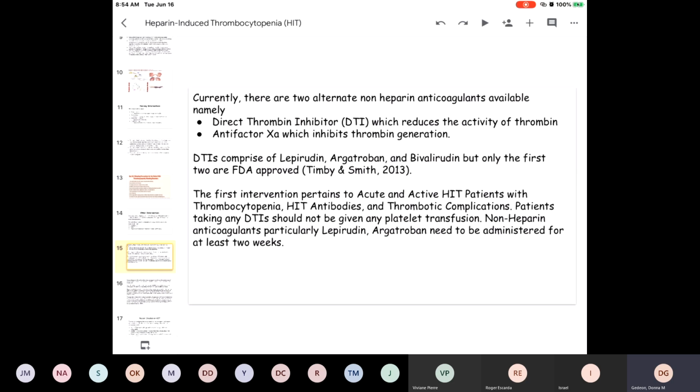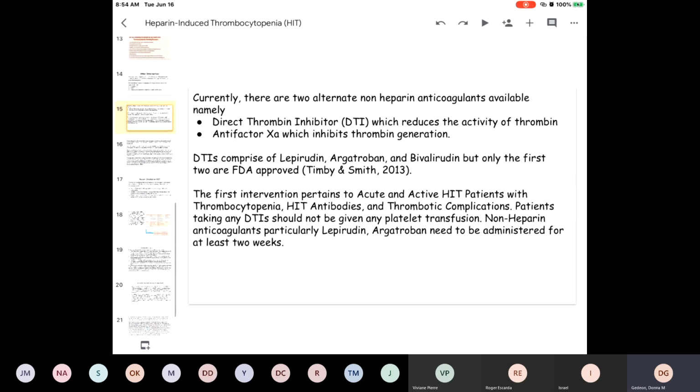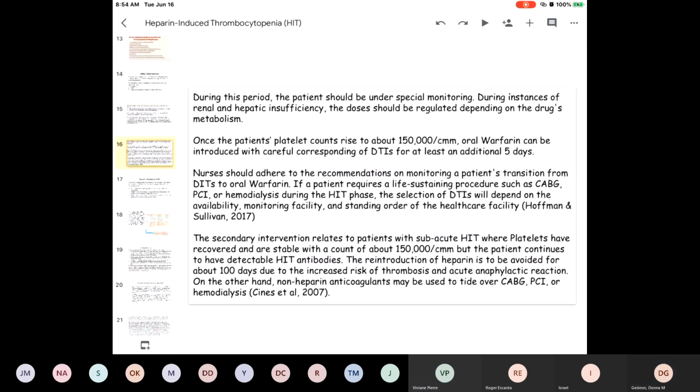Non-heparin anticoagulants, particularly lepirudin and argatroban, need to be administered for at least 2 weeks. During this period, the patient should be under special monitoring. In instances of renal and hepatic insufficiency, the dose should be regulated depending on the drug's metabolism.